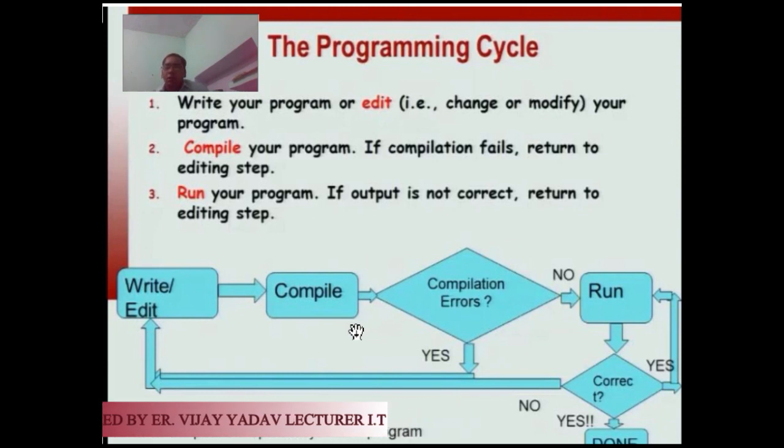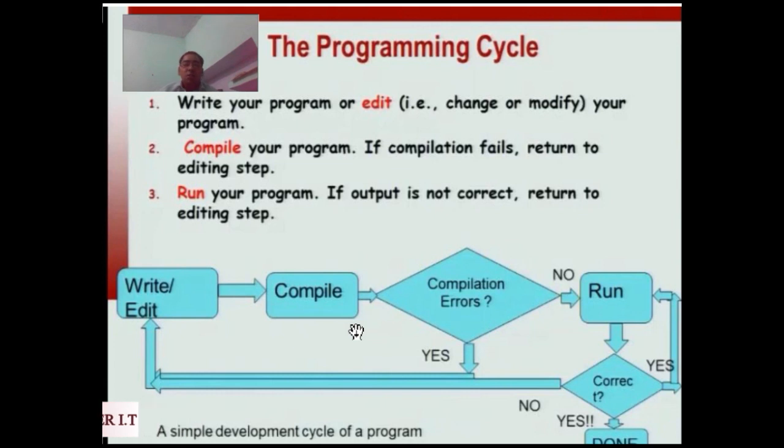So you edit the program first, then compile it, and if there are compilation errors, you go back and edit it again. Otherwise, you run the program. When you run the program, if the logic is correct, then you are done, and if your logic is incorrect, then you go back and make changes to the program, compile it and run it again. So this is the process that we have to follow when we program. We look at each step one by one.